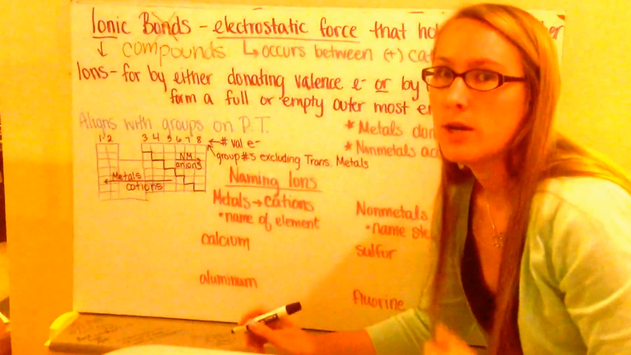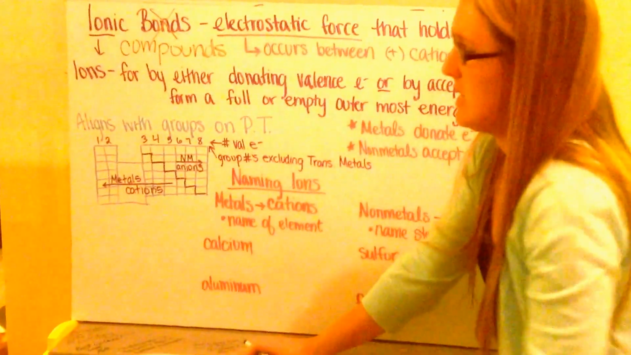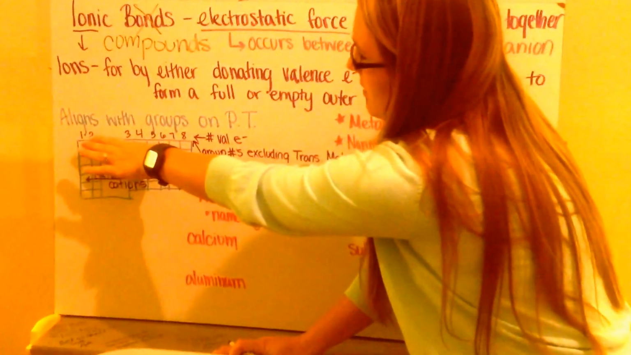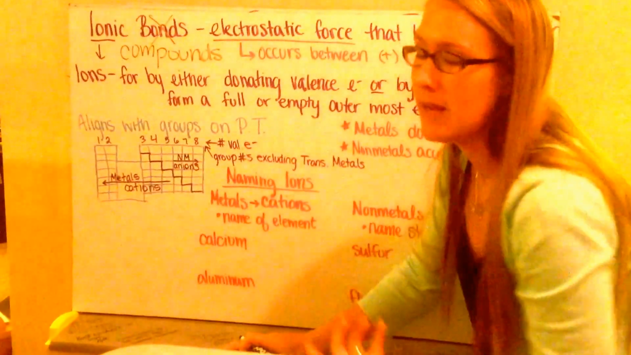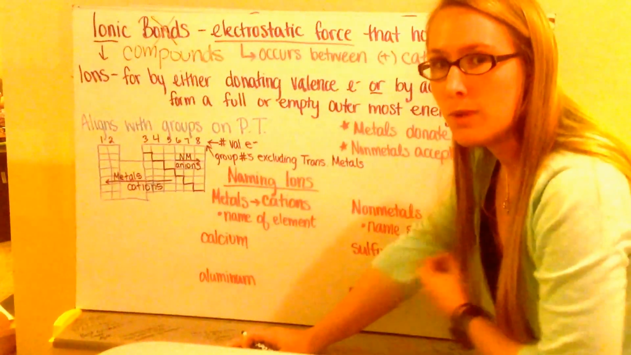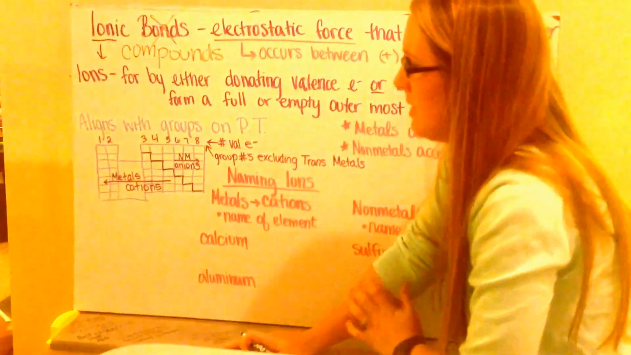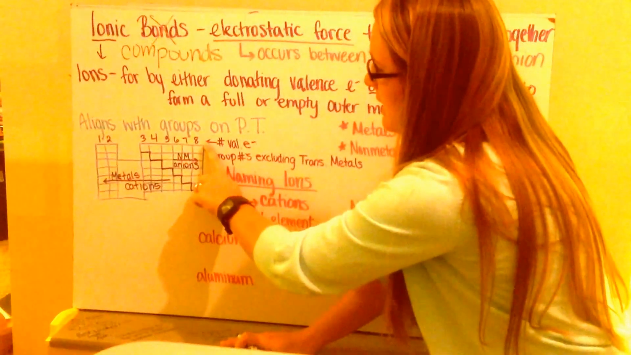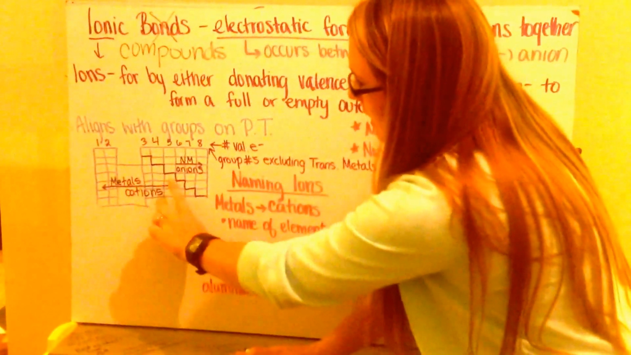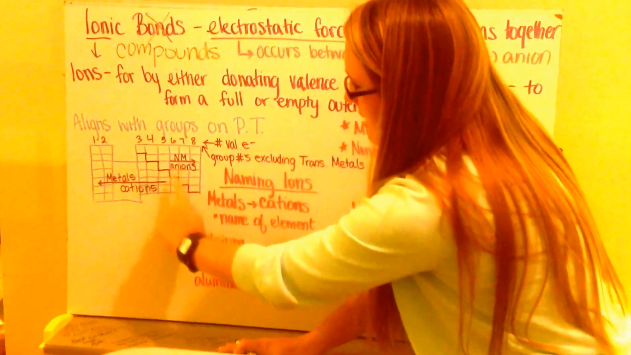So think back to our trends and we learned about ionic radius. Remember that ions are aligned with the different groups on the periodic table. Their valence electrons are equal to their group number if we exclude our transition metals. So we number from the left, 1 through 8 on the right, and we skip our transition metals in the middle. Remember we have our staircase dividing line.